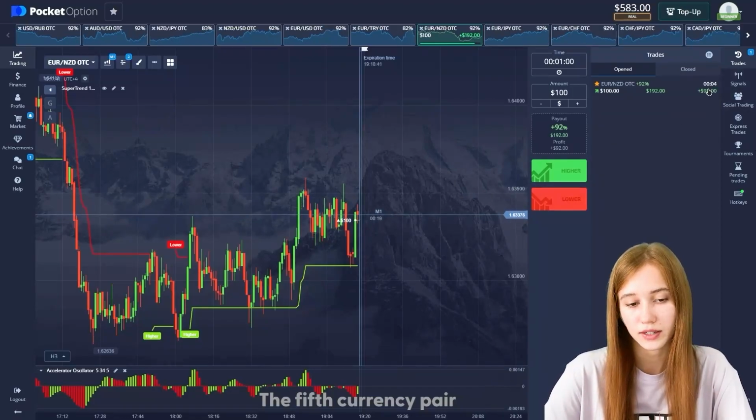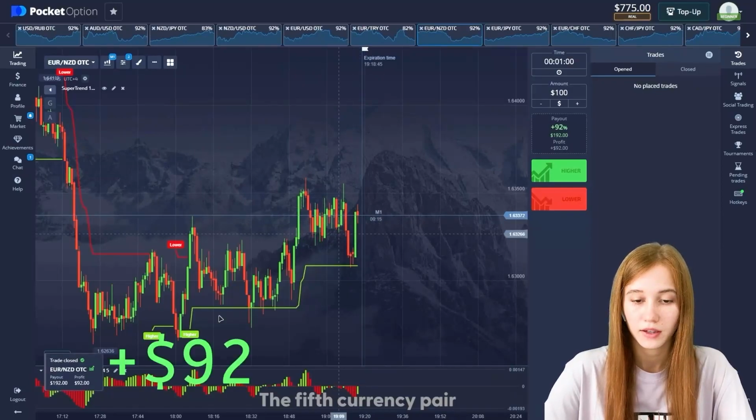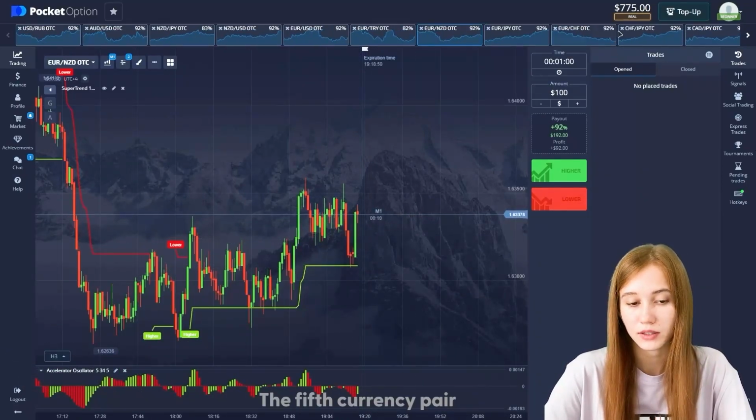There are 4 seconds left until the end of the deal. So a small doji candle is formed, plus deal, $92.